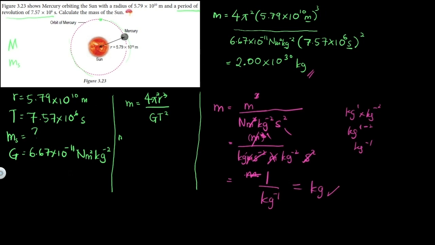So that is the mass of the sun, calculated by using this equation, the equation which relates the mass of the object at the center together with the radius and period of another object which is orbiting the center. So I think that's all for this example.